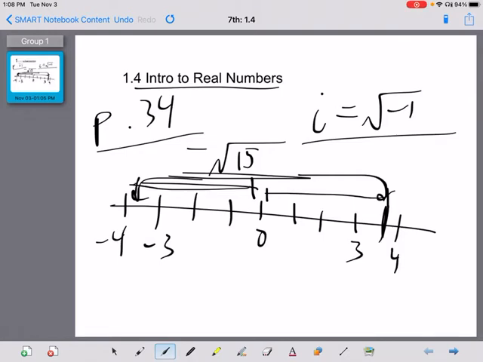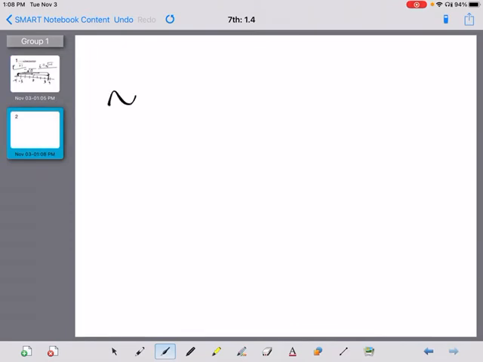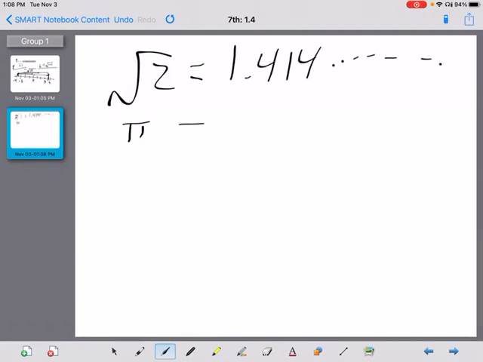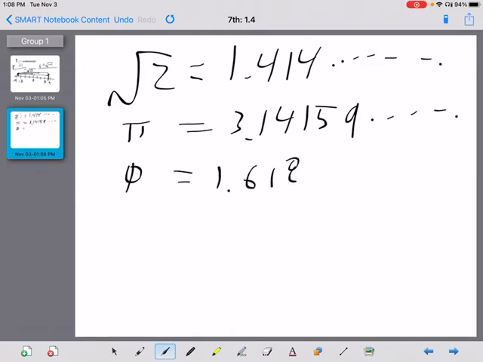If you look down there, it says decimal forms of irrational numbers. So it's got the square root of 2. It's got pi. So this is about 1.414, and it keeps on going. 3.14159, and it keeps on going. And then that next number, I'll say that that's my best Greek alphabet drawing, but that is phi, and it's 1.618, and it keeps on going.